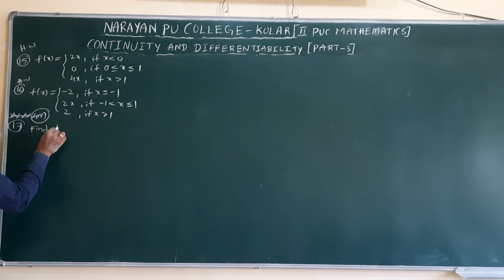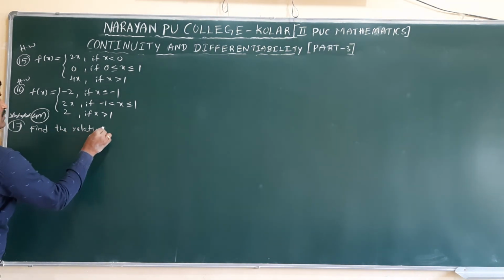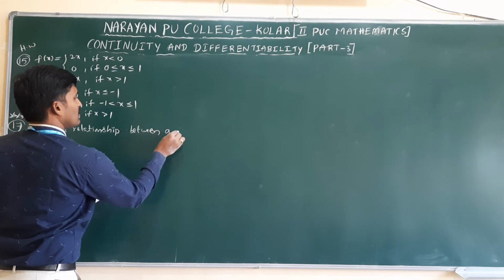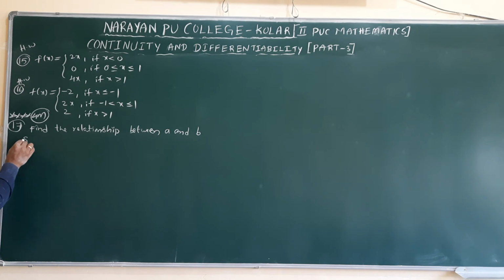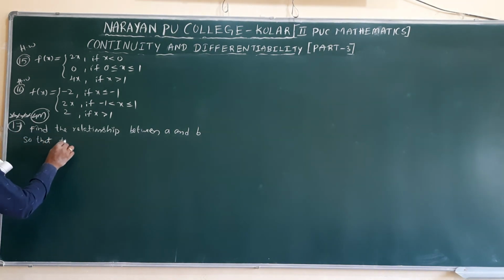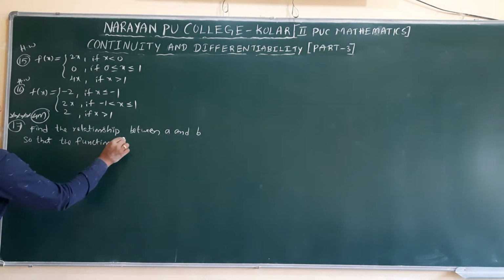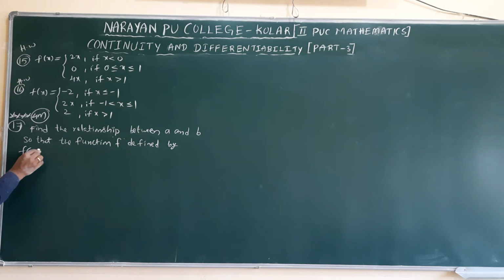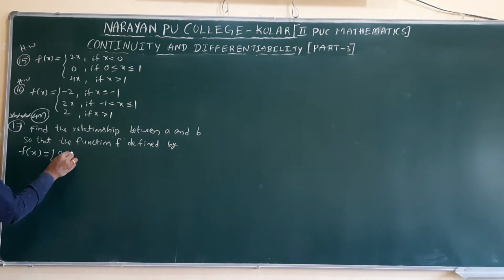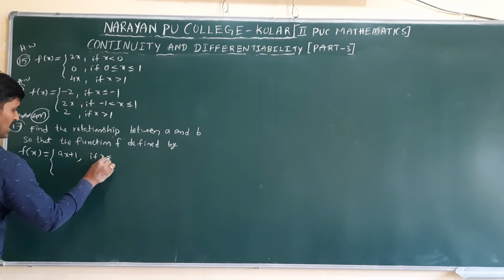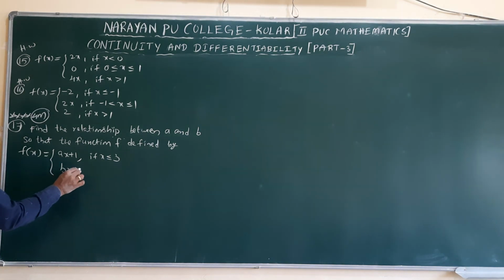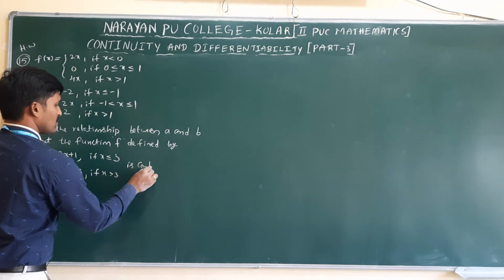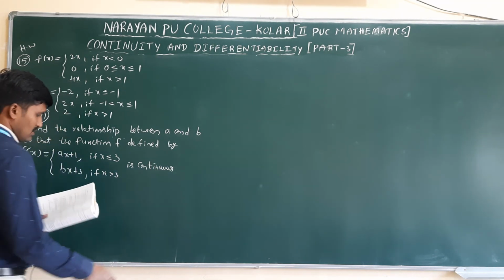Find the relationship between small a and b so that the function f defined by f of x equal to ax plus 1, if x less than or equal to 3, bx plus 3 if x greater than 3, is continuous at x equal to 3.